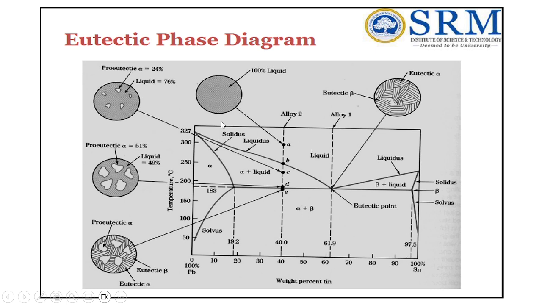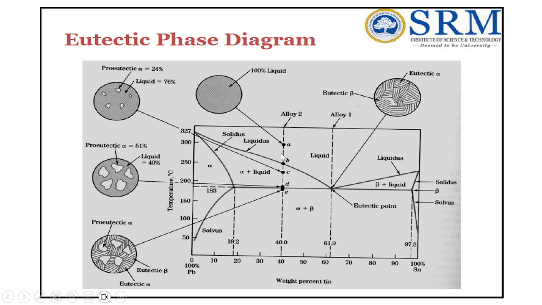Right. Now you can see there are several lines. We know this line is called a liquidus line, above which the metal will be completely in the liquid state. You can see this center line is called a solidus line, below which the metal will be completely in the solid state. And you can see another line which is called a solvus line, because the metal A will be dissolving in B and B will be dissolving in A.